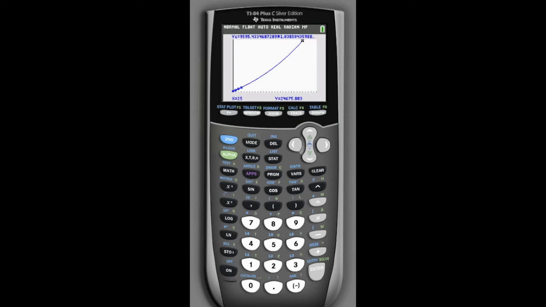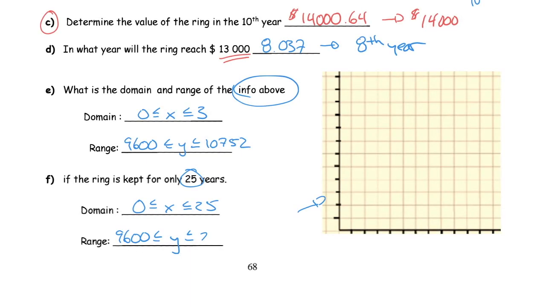Okay, so the y coordinate that we get here is 24,675.88. So that's what we're looking for here. That is going to end up being the upper limit on the range. So let's go back to the question. And there we go. It was 24,675.88. Let's round that to the nearest dollar, because it was rounded like that in the chart here. So 24,676. Okay, good.